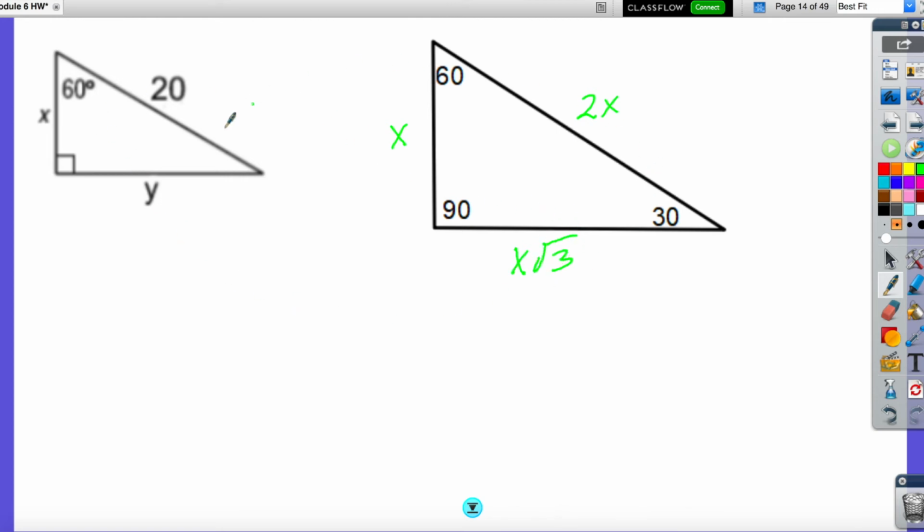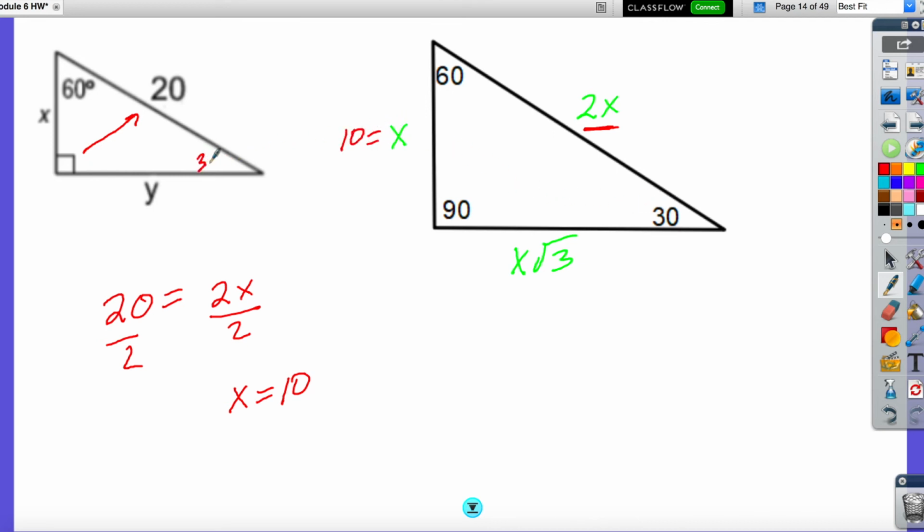Now I look at these and I want to say, which one am I given? Well, I am given the one across from 90, and that equals 2x. So I know 20 is equal to 2x. That means to solve for x, I divide both sides by 2, and that will give me x equals 10. So I look at my formula triangle, I know x is 10. That is across from 30 degrees. So I go here. This is also across from 30 degrees, so therefore this is 10.